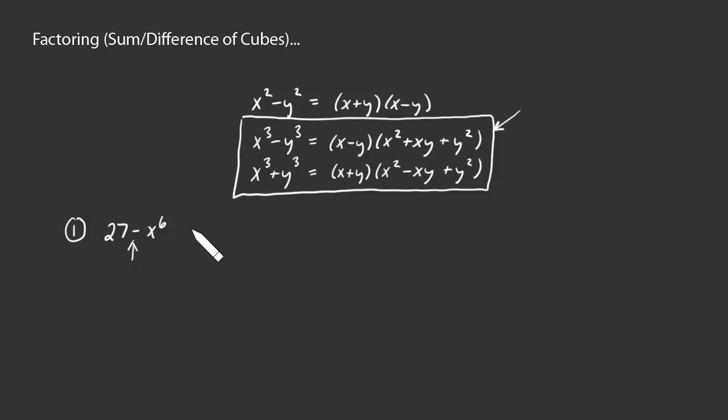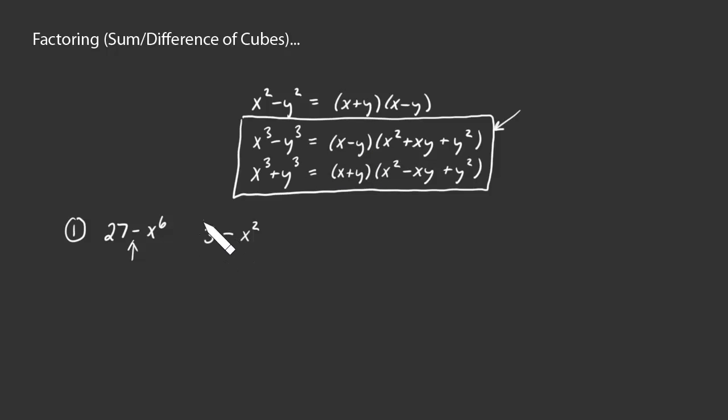So certainly it's a difference. We have a subtraction there. Is the first thing a perfect cube, right? That's what we have in both cases here. Sure, 27 is the cube of 3. What about the second thing, x to the 6th? Can we cube anything nice and get x to the 6th? Sure. x squared cubed would give us x to the 6th. So that establishes it as a difference of two cubes, right? Which means we can write it in this form here.